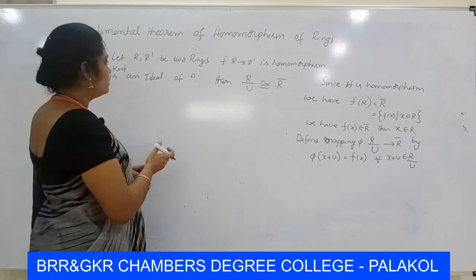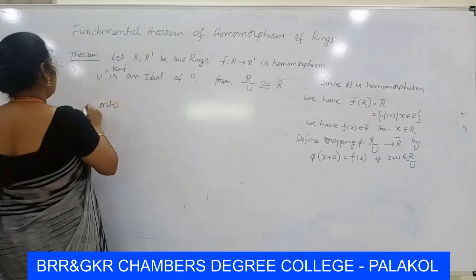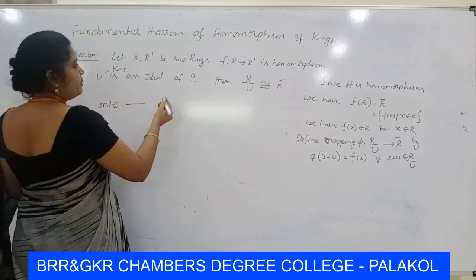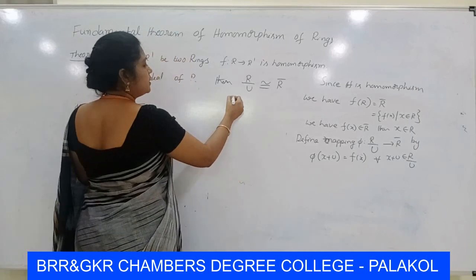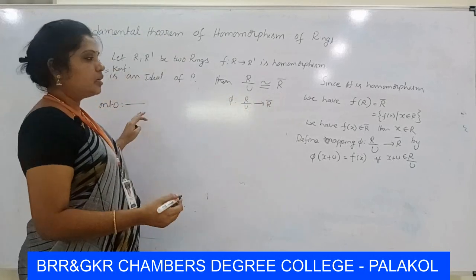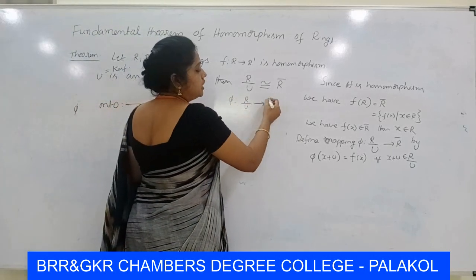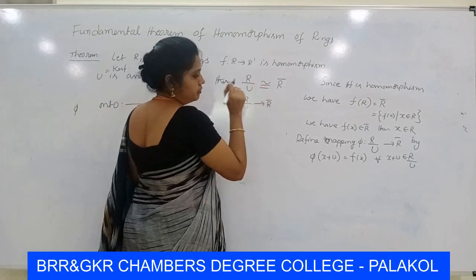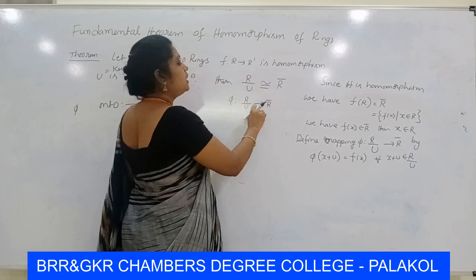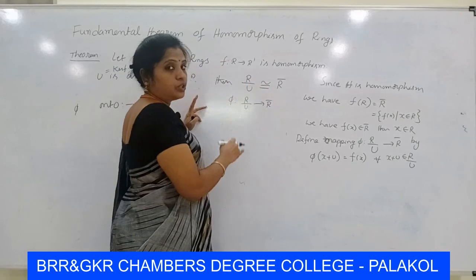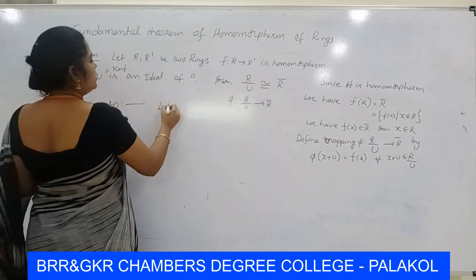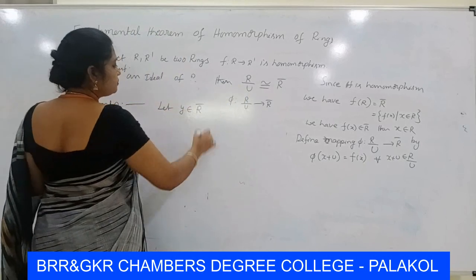We have to prove phi is onto. That means the mapping phi maps R by U to R bar. Onto means every element of the codomain has a pre-image in the domain R by U. So we take any element y belongs to R bar.